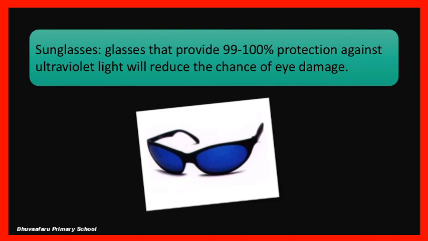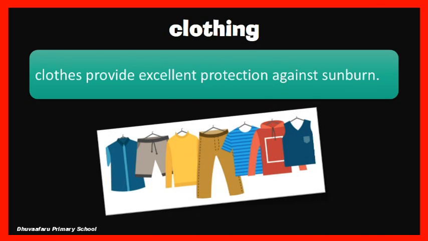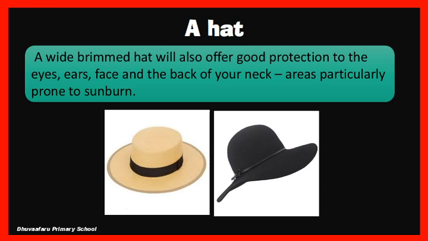The first thing we can do is wear sunglasses. Glasses that provide 99 to 100% protection against ultraviolet light will reduce the chance of eye damage. Clothing: clothes provide excellent protection against sunburn. Another way is to use a white hat. A white brimmed hat will also offer good protection to the eyes, ears, face, and the back of your neck, areas particularly prone to sunburn.